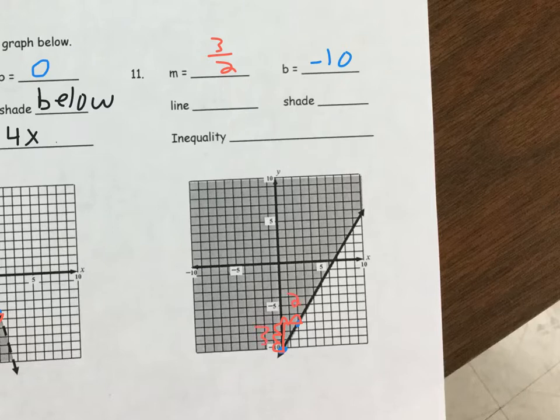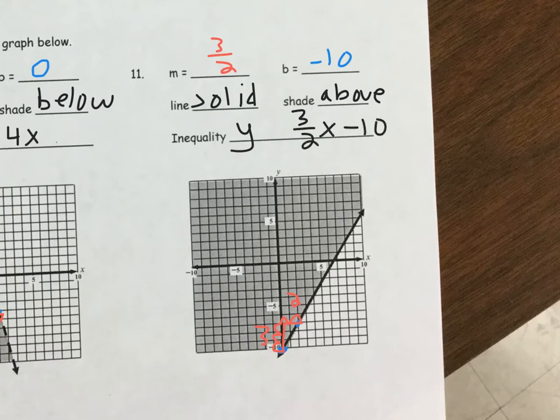Now the line is another solid line, and the shade is also above. So y, leave a space. Oops, just going off the last problem. There we go. The slope is 3 over 2, x, and then the -10. Now the sign is going to have a line under it, so you put a line under it. And the shading is above, so that means y is greater than or equal to 3 over 2x minus 10.